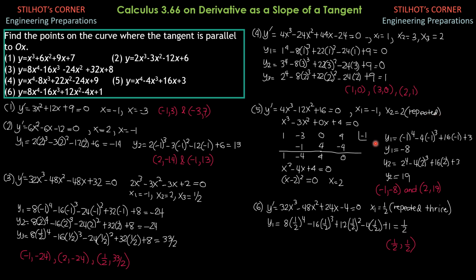So when x is -1, the value of y is -1 to the fourth minus 4 times -1 cubed plus 16 times -1 plus 3. So y1 is -8. Then when x is 2, y is 2 to the fourth minus 4 times 2 cubed plus 16 times 2 plus 3, and y2 is 19. Therefore, the points on the curve of number 5 where the tangents are parallel to OX are (-1, -8) and (2, 19).